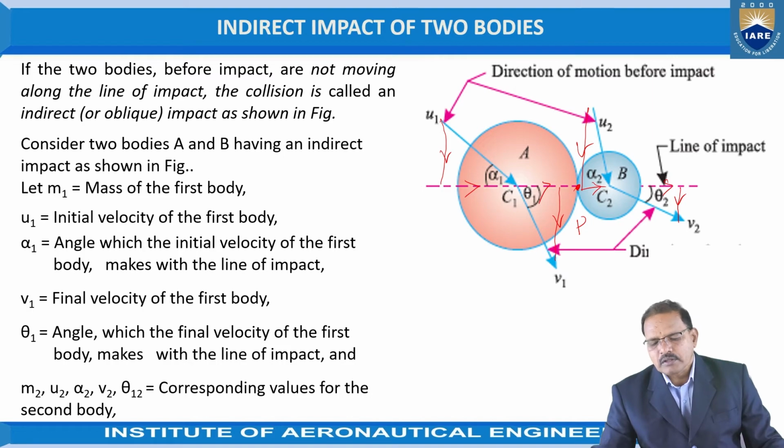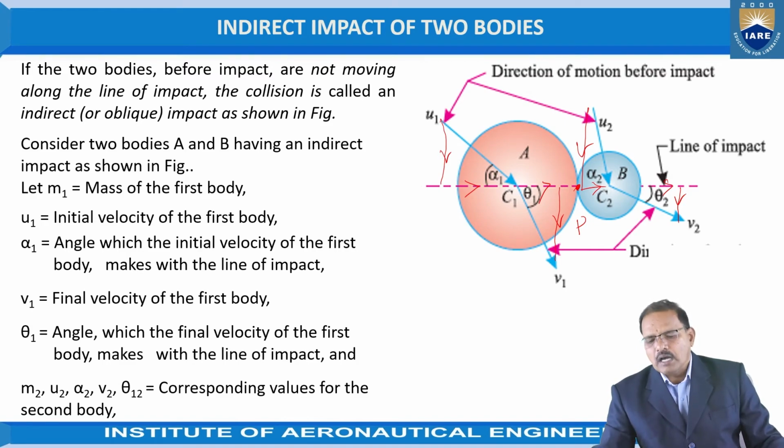Okay, the components of velocities which are acting in the line of impact before the collisions are u1 cos alpha 1 for the first body, and for the second body u2 cos alpha 2. Similarly, the components of velocity perpendicular to the line of impact before the collisions are u1 sin alpha 1, and the second one is u2 sin alpha 2. So after the collisions, the bodies are moving with the velocities v1, v2, making an angle of theta 1 and theta 2 with the line of impact.